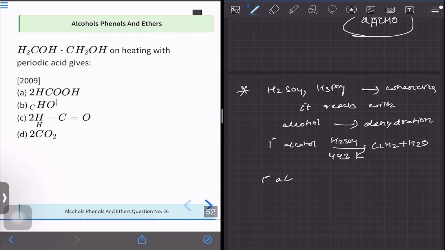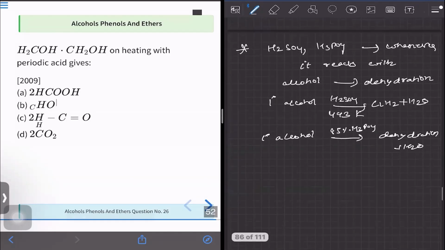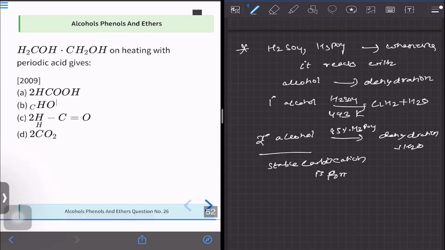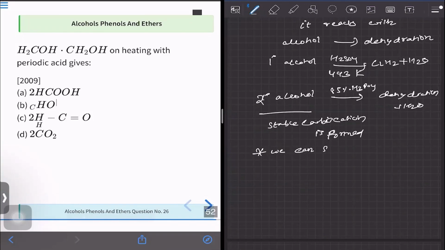Whereas secondary alcohol to undergo dehydration reaction requires only 85% of H3PO4, because the concentration required is less. In the case of secondary alcohol, a stable carbocation is formed, so we can easily remove it.